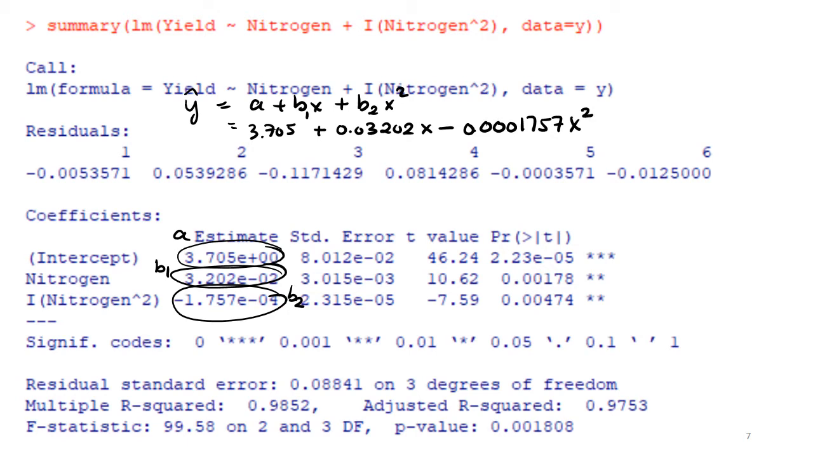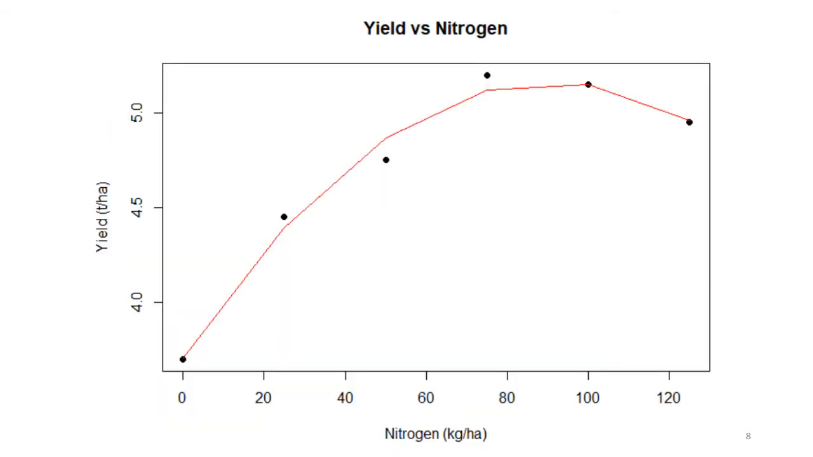The R-square is 97.53%. This R-square is higher than the R-square from the linear model. This curve fitted the data quite nicely.